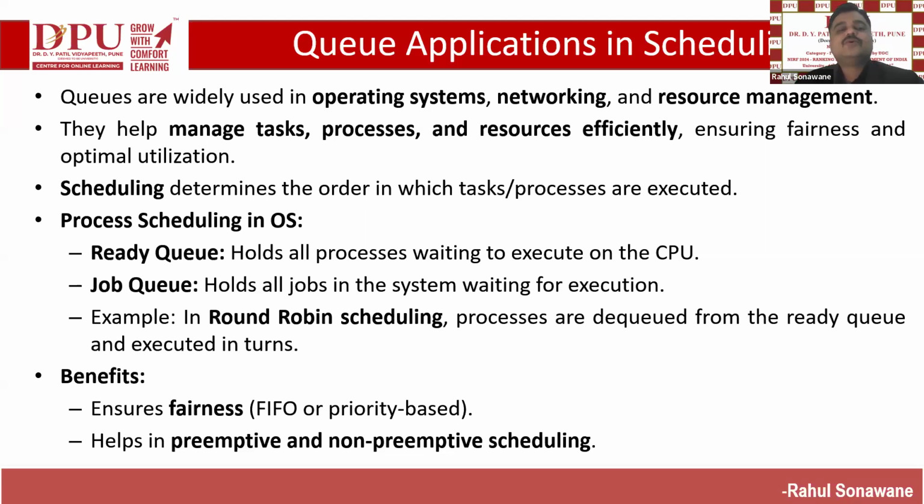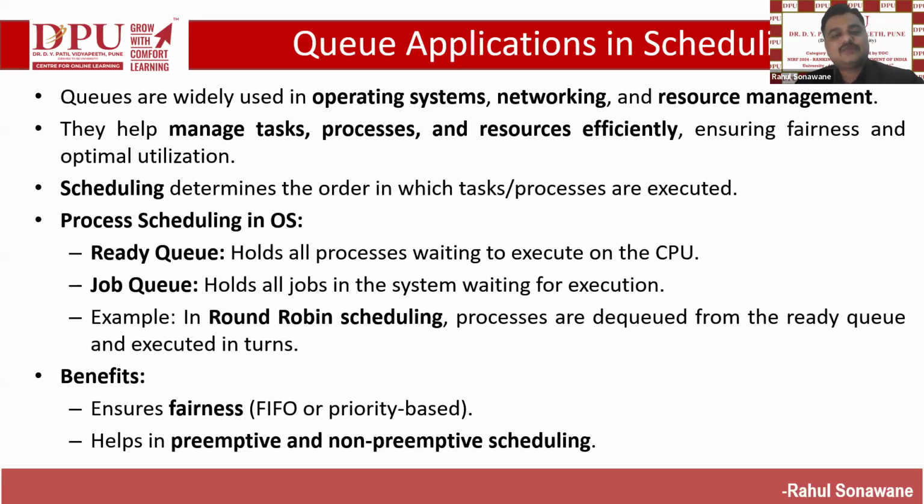In process scheduling, we can categorize our queue into different categories like the ready queue and the job queue. The queue which holds all the processes which are ready for execution, or which are waiting for their turn to get a chance of execution on the CPU, is called the ready queue. If we bundle them together and arrange them in a queue, we form the ready queue.